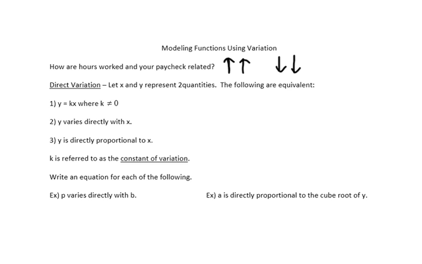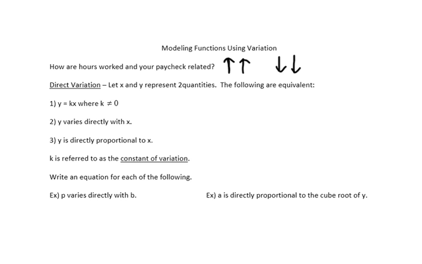Direct variation talks about as one variable increases or decreases, the other variable will also increase or decrease specifically. So let x and y represent two quantities. The following are equivalent. 1, y is equal to k times x, where k does not equal 0. 2, y varies directly with x. 3, y is directly proportional to x. k is referred to as what is called a constant of variation.